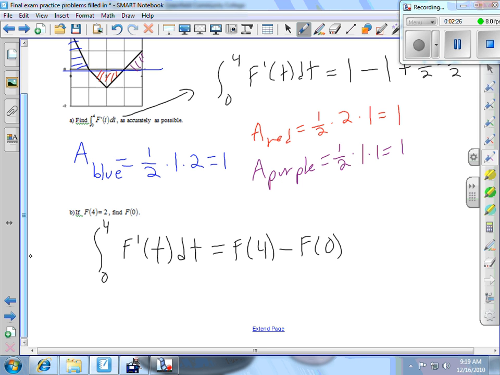The integral from 0 to 4 is the number we just found up above. That's a half. Equals f of 4, that's given, it's 2, minus f of 0, that's what I'm trying to find. So the reason that we pick 0 and 4 is that we were given information about 4 and we wanted information about 0. So we can solve this equation down here at the bottom for f of 0 and get f of 0 is 1.5.